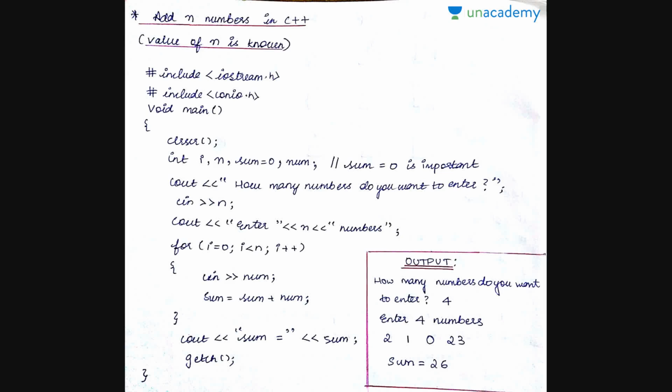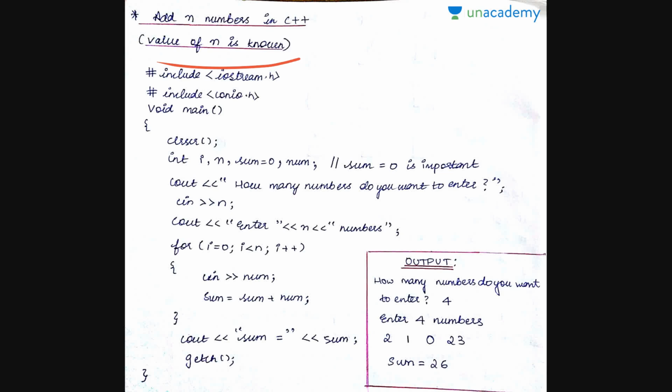Next is adding n numbers. N means n can be anything, so n depends on the user. If the n value is known, that is, the value of n is known, like we know we have to add some 5 numbers or 10 numbers, at that time you use a for loop, because for is definite looping. In a for loop you know how many number of times you enter the loop.